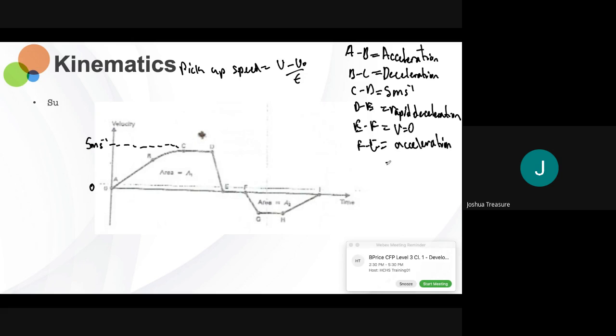All right, and from G to H. Is it stopped again, or constant? Constant velocity, right? Constant. Yeah, so G to H. So this would be in the opposite direction, of course.